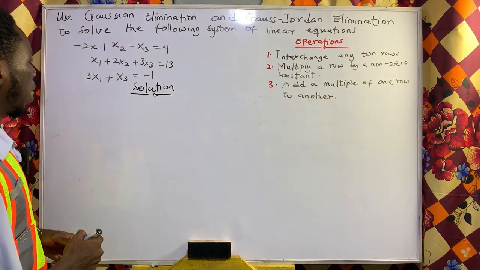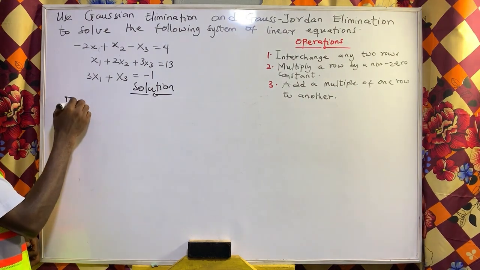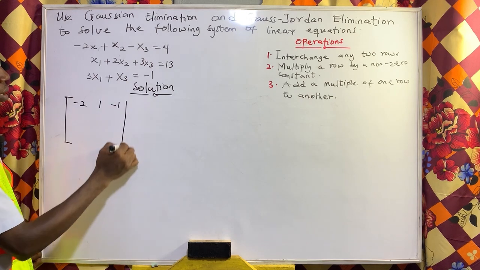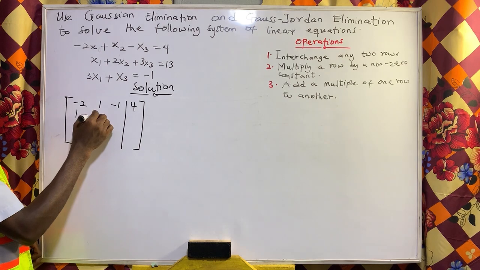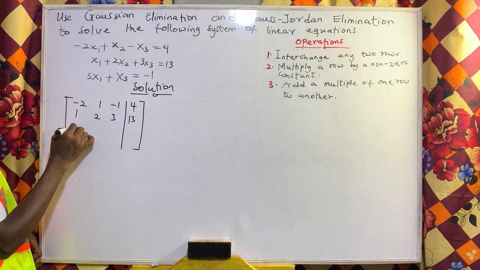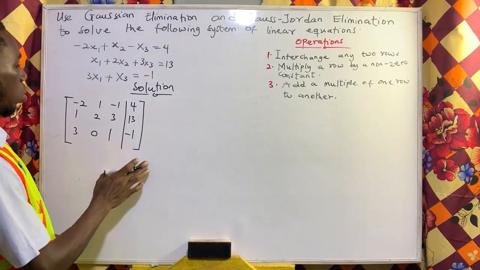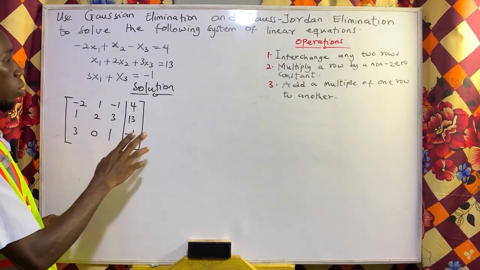I will start by writing the augmented matrix for the equations. So we have -2, 1, -1, and then 4. And then we have 1, 2, 3, and 13. And we have 3, 0, 1, and then -1. So this is what we have. Once we use the Gaussian elimination to solve it.